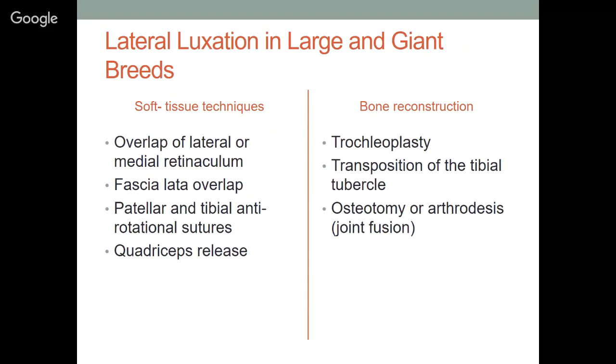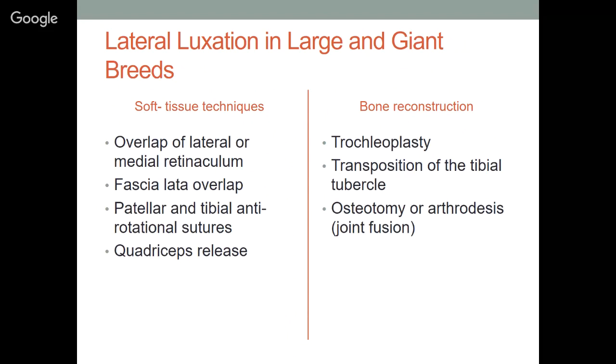So some soft tissue techniques: we can overlap either the lateral or medial side of the retinaculum, which is the fibrous tissue over top of the muscle and the joint. And if we overlap it on one side, it just kind of pulls the whole structure off to that side. So if they have a medial luxation, I'm going to do a lateral retinaculum overlap. We can also overlap the fascia lata, which is another fibrous connective tissue. We can do a patellar and tibial anti-rotational suture. So there are specific sutures that we can use.